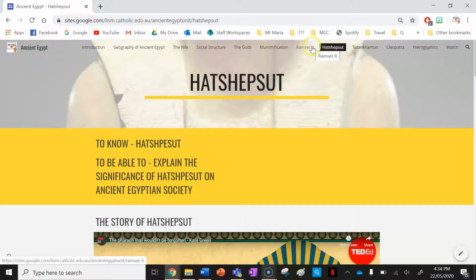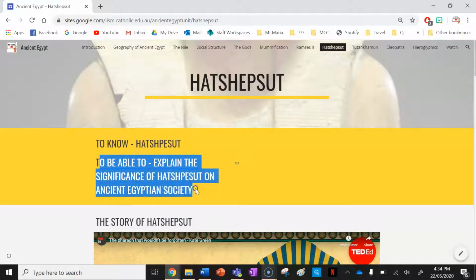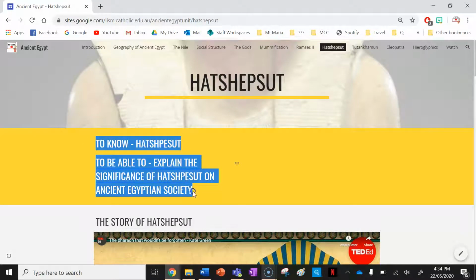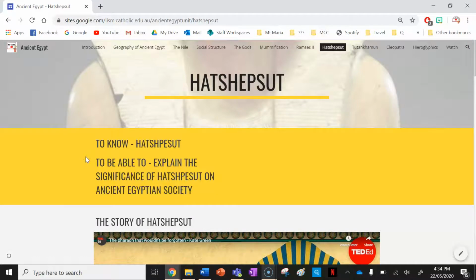So we've done 2 lessons on Ramses, and now we're moving on to Hatshepsut, the very powerful and famous female pharaoh. So what you're going to know is Hatshepsut, and what you're going to be able to do is explain the significance of Hatshepsut on ancient Egyptian society. So write down those at the top of a new page in your book as your success criteria for this lesson.